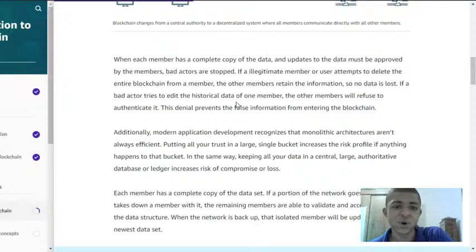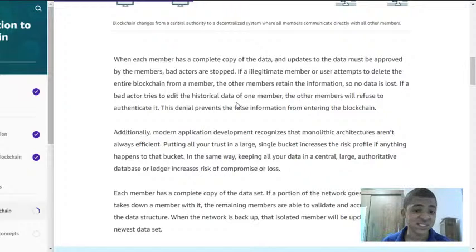Additionally, modern application development recognizes that monolithic architectures aren't always efficient. Putting all your trust in a large single bucket increases the risk profile of if anything happens to that bucket. In the same way, keeping all your data in a central, large, authoritative database or ledger increases risk of compromise or loss.